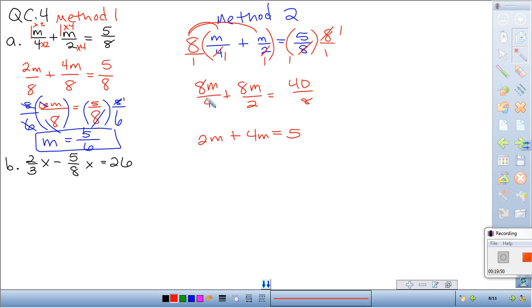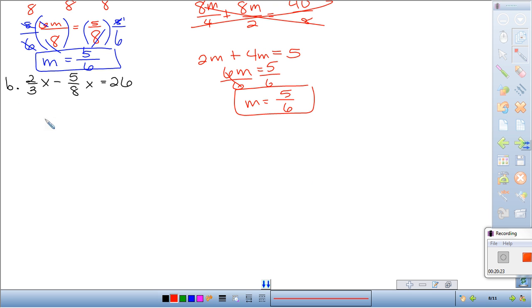8 divided by 4, 2. 2m. 8 divided by 2, 4. 4m. And 40 divided by 8 is 5. So notice that you'll just cross cancel, you'll get the exact same thing as working it the long way, and it's much shorter. You can skip this step. Now we just need to combine like terms. 2m plus 4m is 6m equals 5. And then the opposite of multiplying by 6 is to divide both sides by 6, so m equals 5/6, and there's nothing we can do with that fraction.